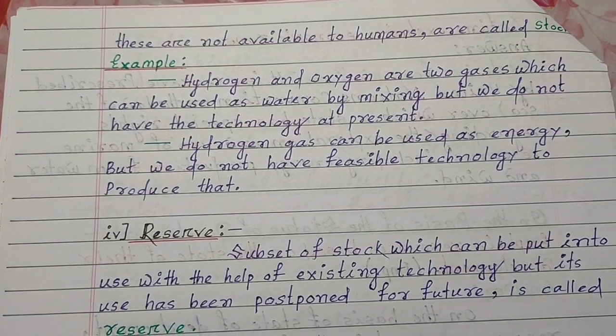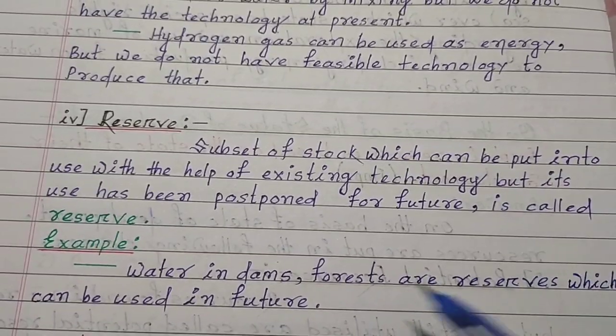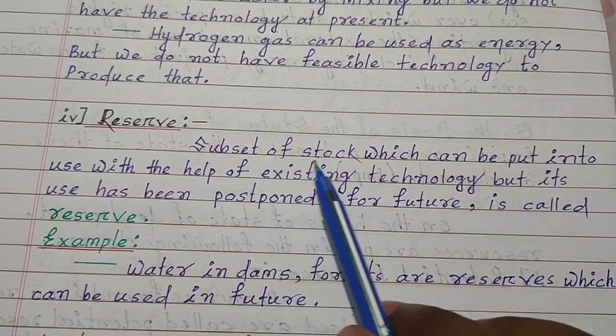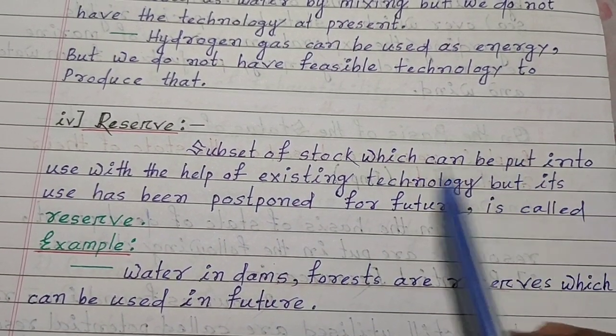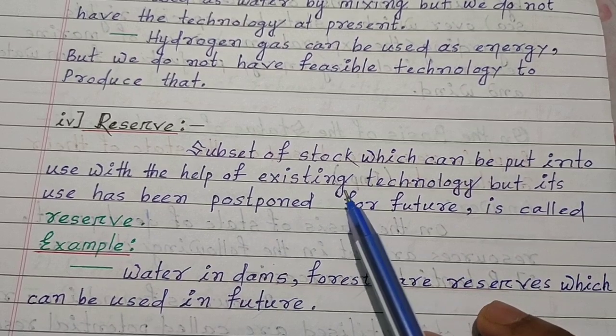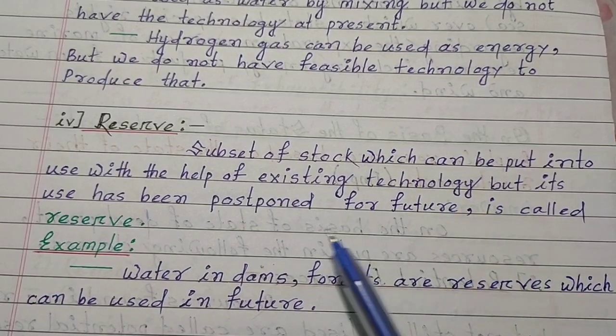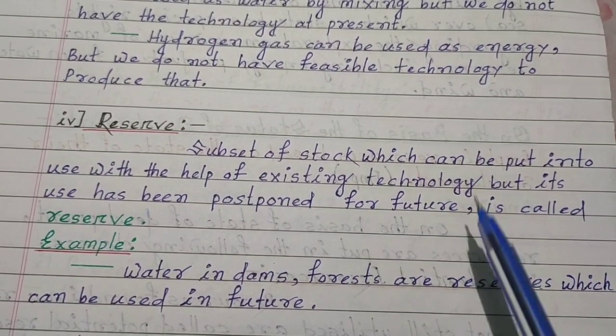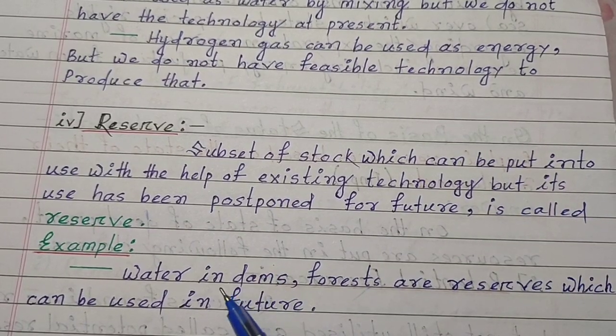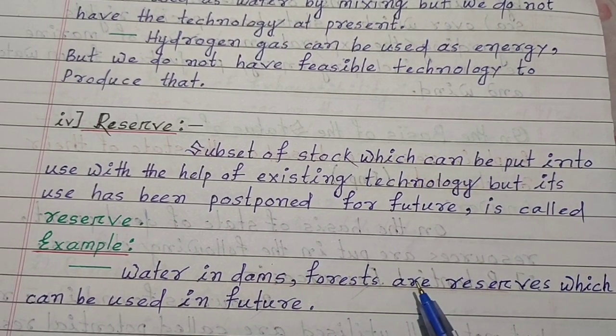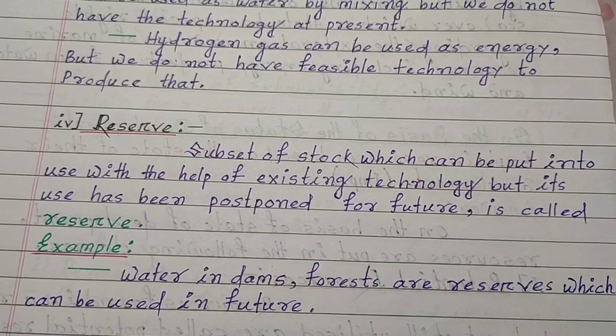Okay, next, what is reserve? A subset of stock which can be put into use with the help of existing technology, but whose use has been postponed for the future, is called reserve. Example, water in dams and forests are reserves which can be used in future.